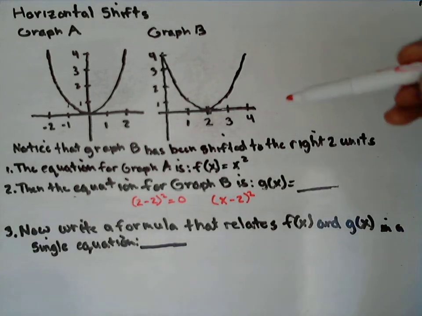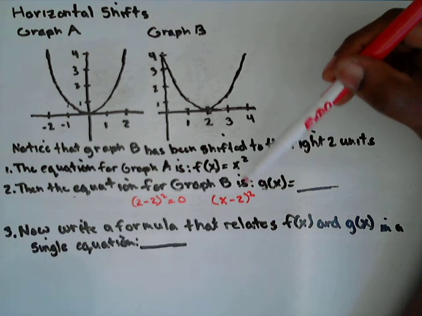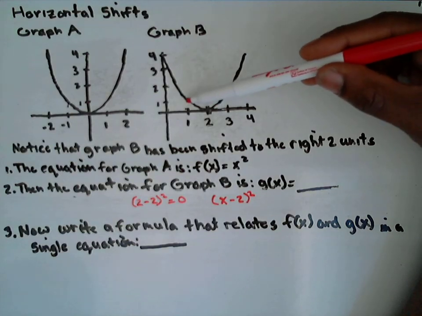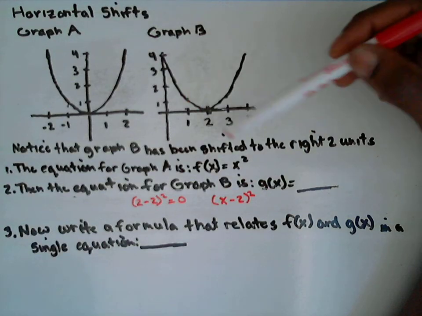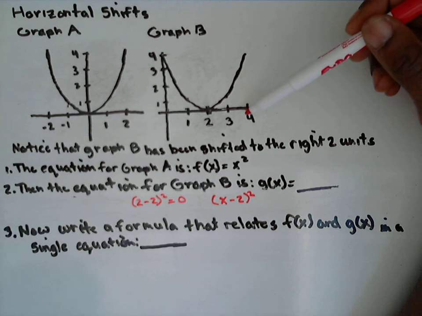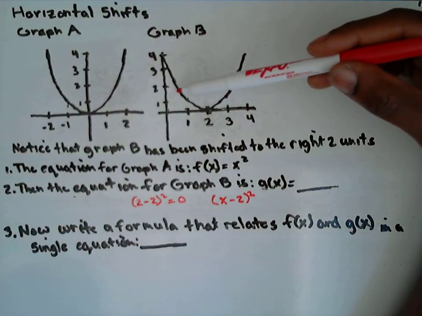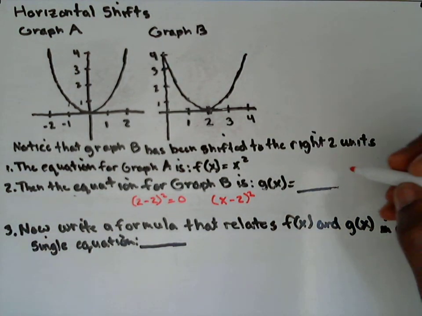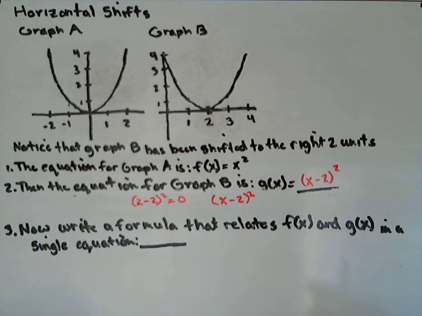To check, I can look at my graph over here, and if I were to put in 3, for example, I would have 3 minus 2, which would be 1, and if I squared that, I would get 1, which is my y value. If I put in 1, 1 minus 2 would end up being negative 1, and if I squared that, I would get 1. If I put in 4, I'd have 4 minus 2, which would be 2. If I squared that, I'd get 4, so that matches up as well. And if I put in 0, 0 minus 2 would be negative 2, and if I squared that, I'd get 4. So it looks like a good equation for g of x would be x minus 2 squared.